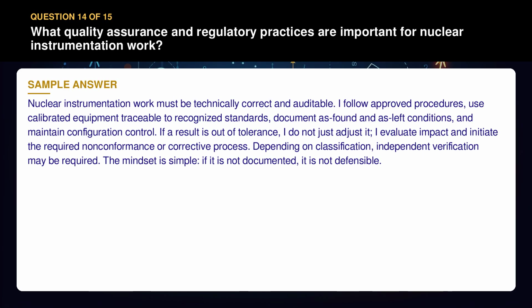Nuclear instrumentation work must be technically correct and auditable. I follow approved procedures, use calibrated equipment traceable to recognized standards, document as found and as left conditions, and maintain configuration control. If a result is out of tolerance, I do not just adjust it. I evaluate impact and initiate the required non-conformance or corrective process. Depending on classification, independent verification may be required. The mindset is simple. If it is not documented, it is not defensible.